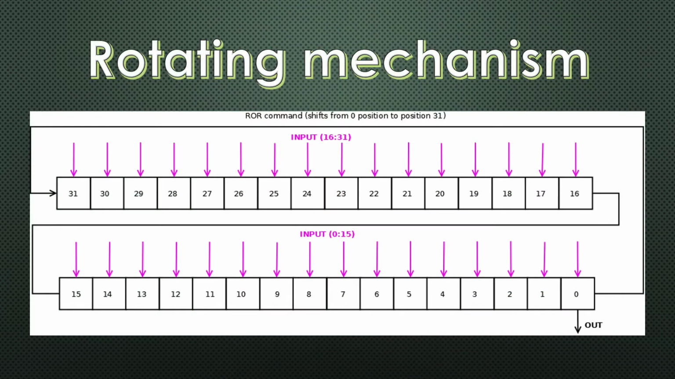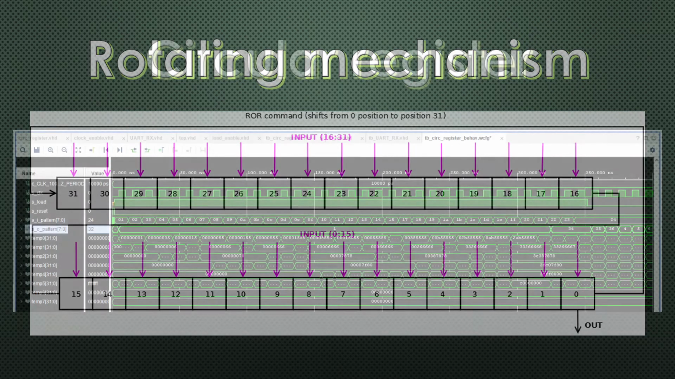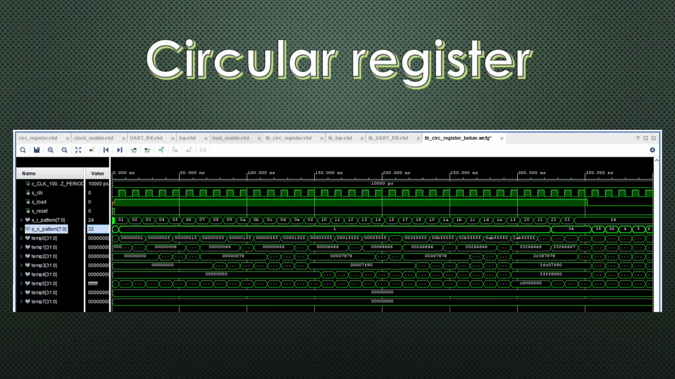For rotating the register, we use the VHDL command ROR. This command rotates the register to the right direction. That means that the data from position 0 will move on to position 31 and so on. This obviously applies only to the 32 characters register that we decided to use. If we load more than 32 characters, the registers start overwriting older data, as you can see here in the simulation.